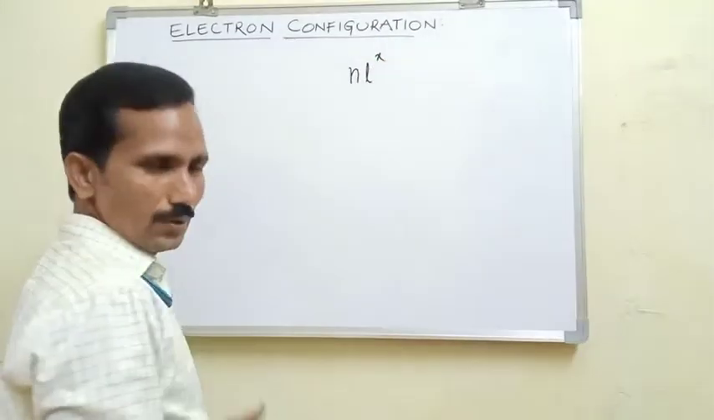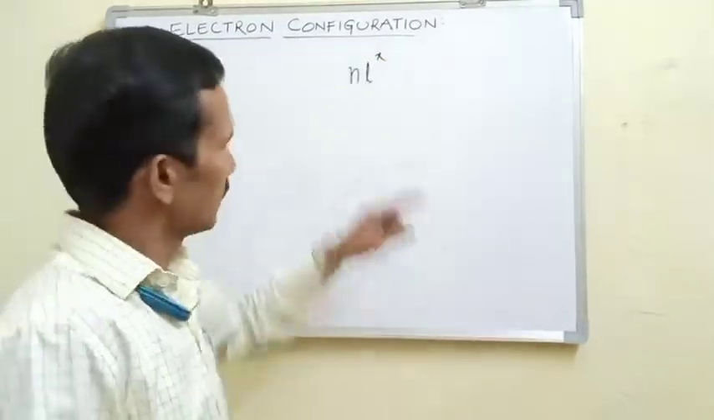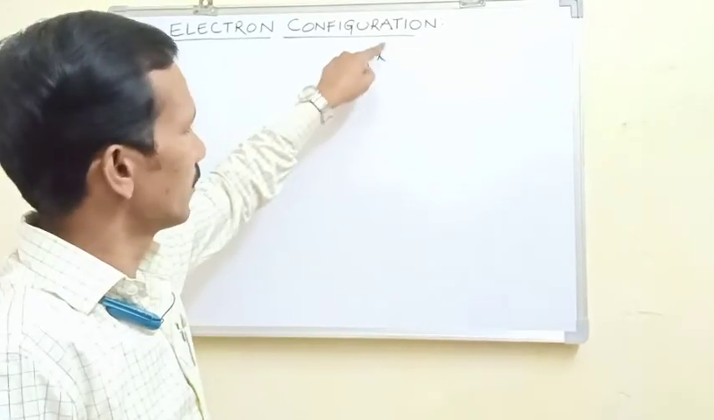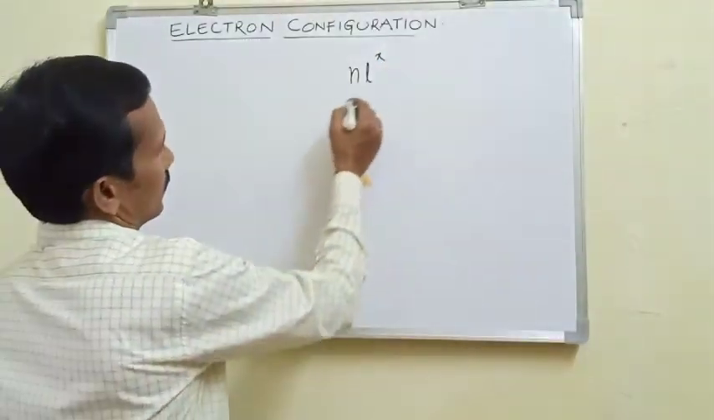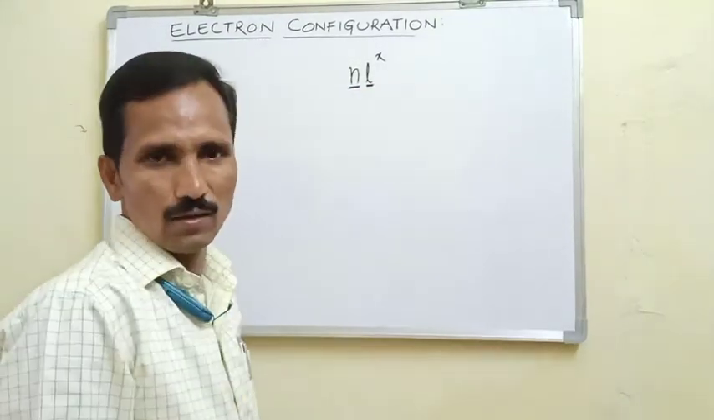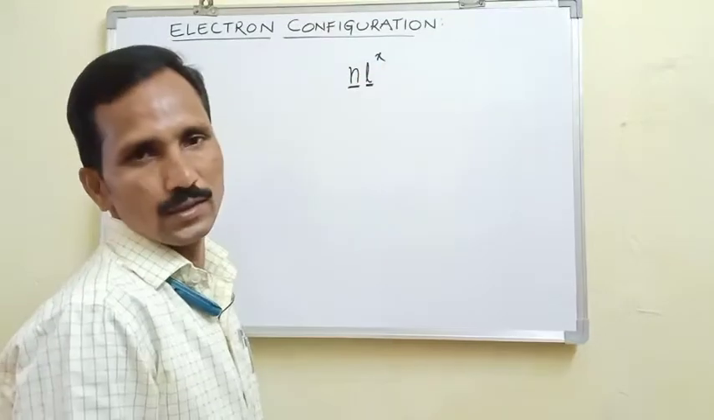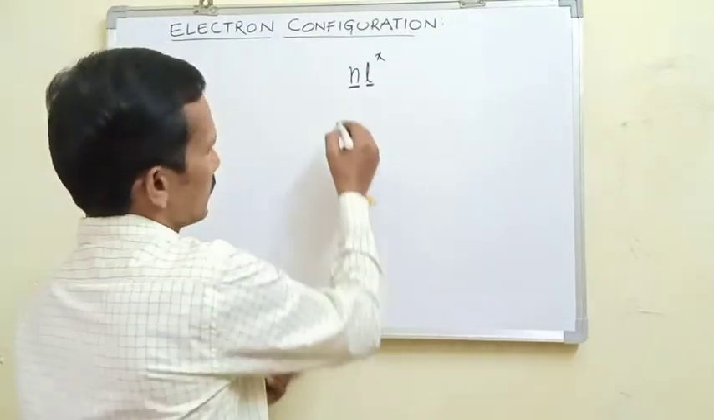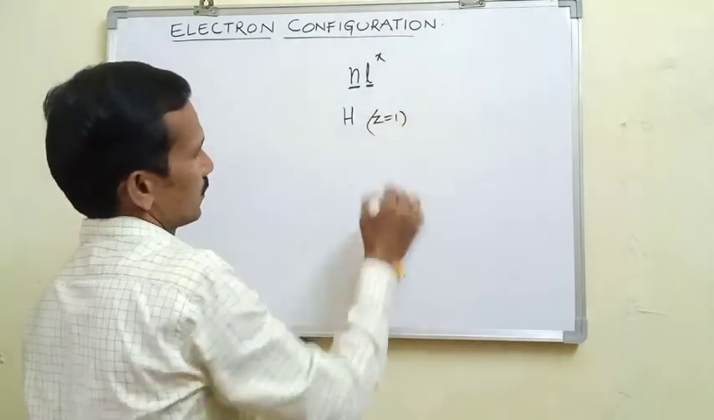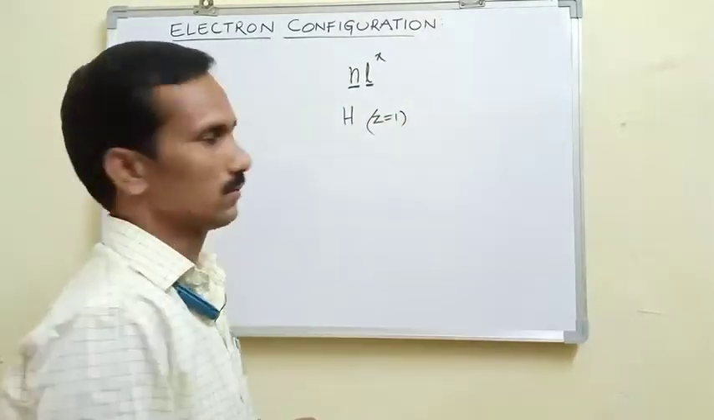It is written in the form n l x. We know about the quantum numbers. n is the principal quantum number, l is the angular momentum quantum number, and x is the number of electrons. It shows the shells, and the subshells or orbitals. Suppose there is a hydrogen atom, atomic number is 1, so it has only one electron.